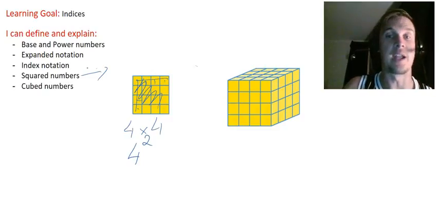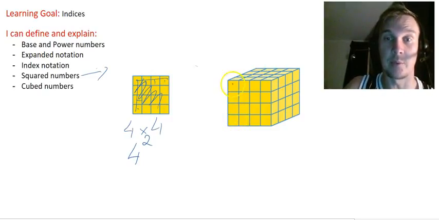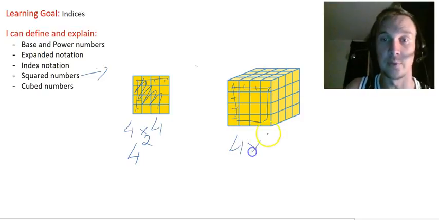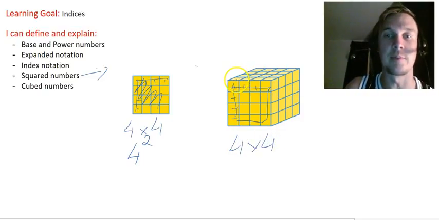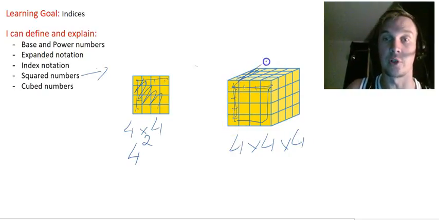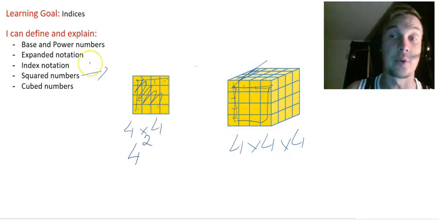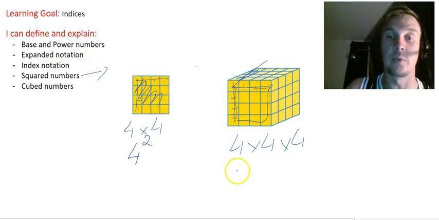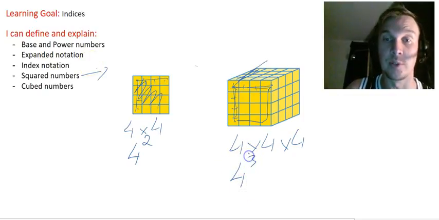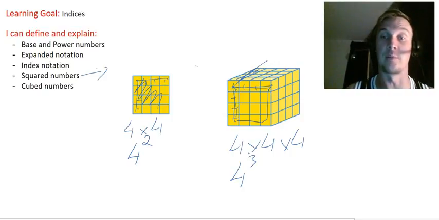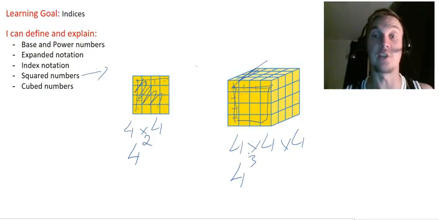Now it can be different if we have a cubed number. Here we have our square again: 1, 2, 3, 4, 1, 2, 3, 4, so it's 4 times 4. But we also have this other dimension going back, the width there, which adds another that we also need to multiply by 4. So here we actually have 4 times 4 times 4 to get the answer. If we wanted to put that in index notation, we would write 4 cubed. So any number that is multiplied by itself 3 times would be cubed.